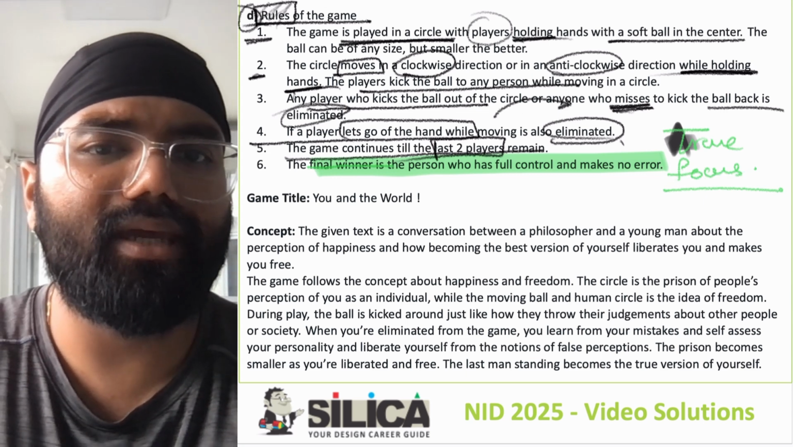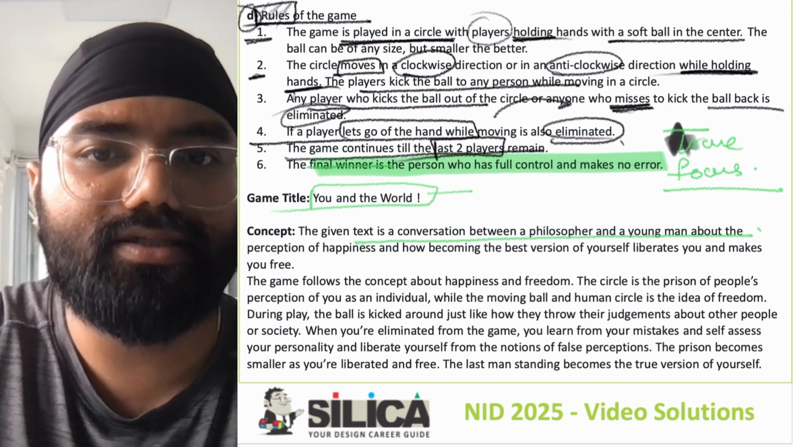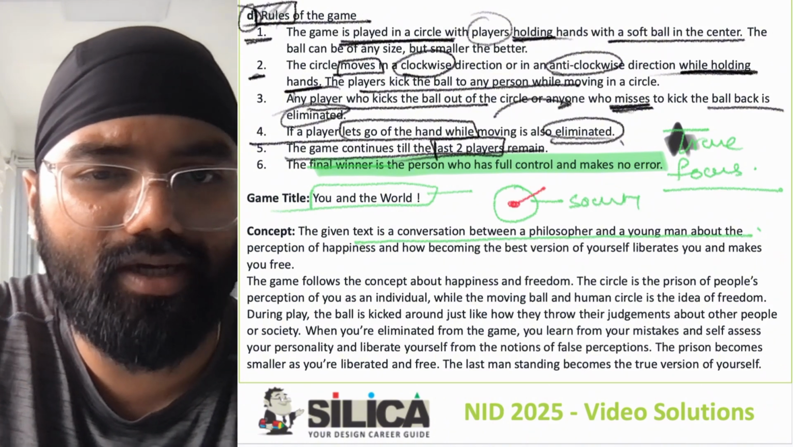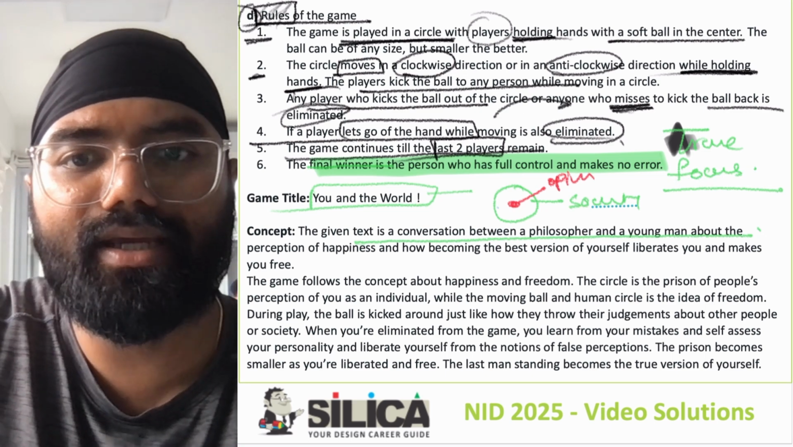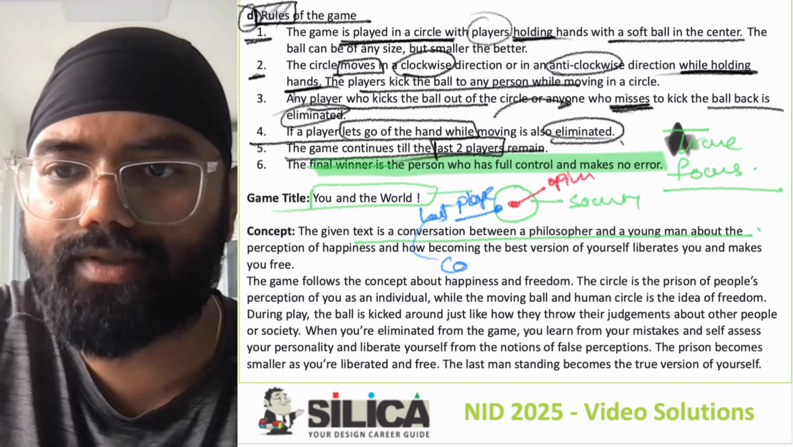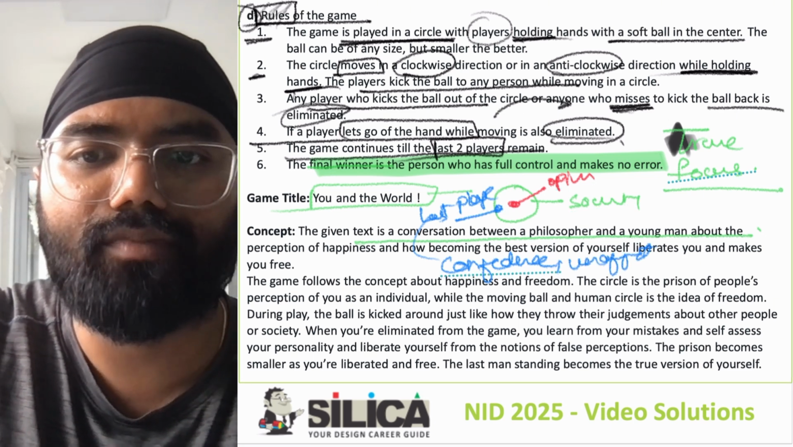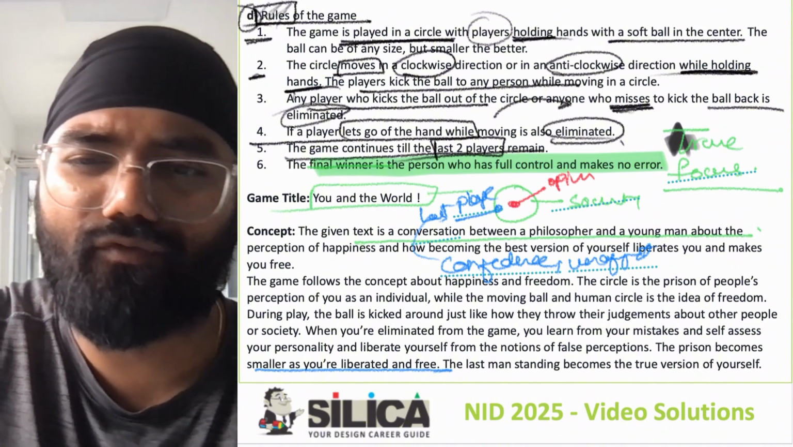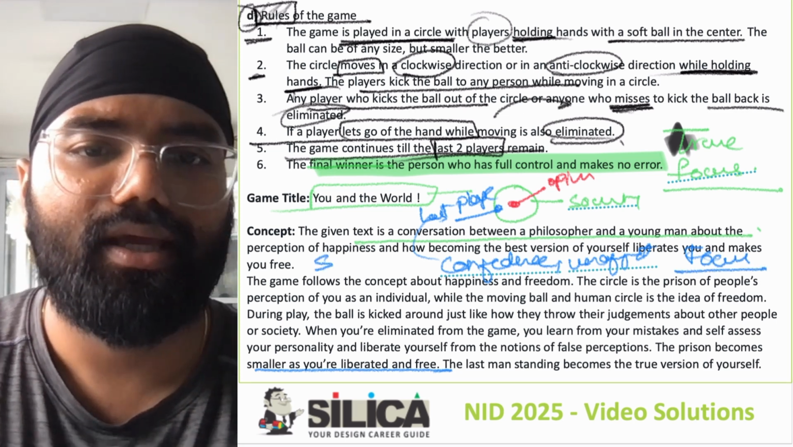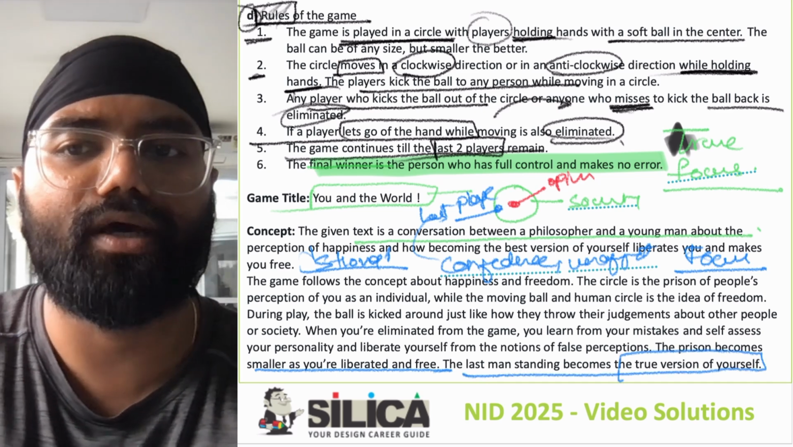Lastly, the concept behind the game, the deeper meaning, is that the circle represents society's judgment, the ball represents the opinion being passed around, and the last player standing is the one who has become free: he has a lot of confidence, he's true to himself, he's unaffected by outside pressure. It's a game about self-realization and freedom from fear of judgment. It's a game about how focused you are, how strong you are, and how others can't change your thought process.